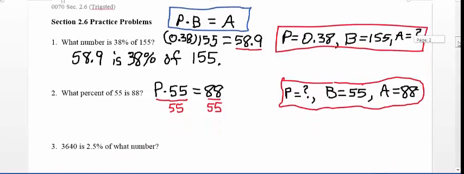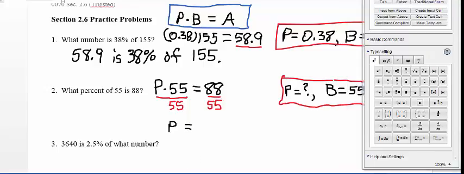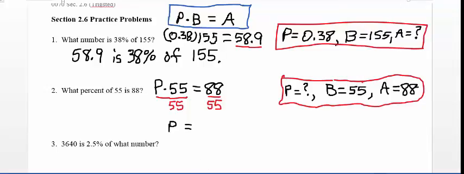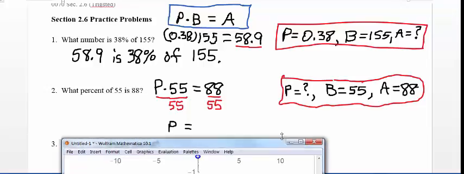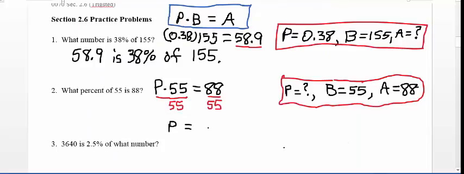If I divide both sides of that equation by 55, and I'm going to use my calculator to find that, and I want that in decimal form. This is how I tell the calculator I'm using. So that's 1.6. So 1.6 is my percentage.